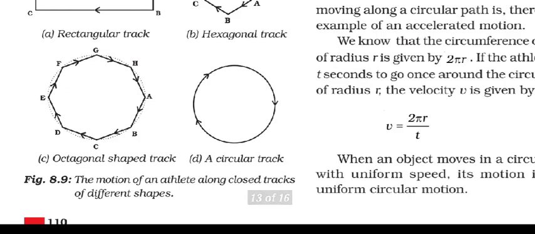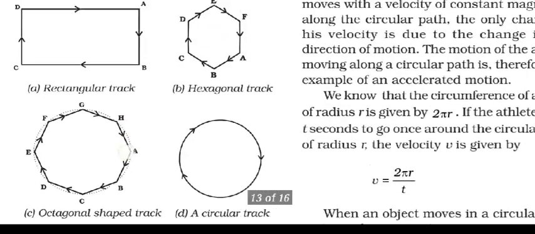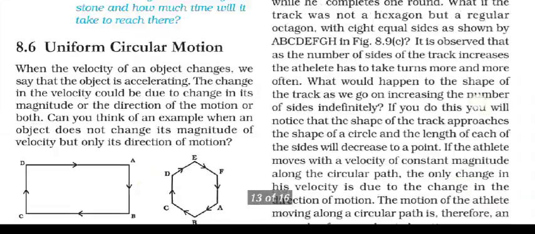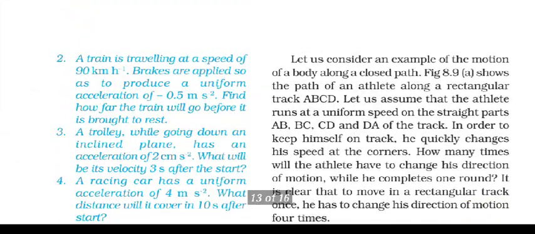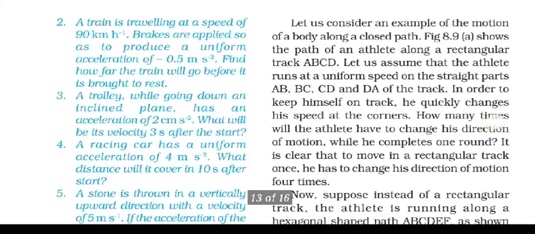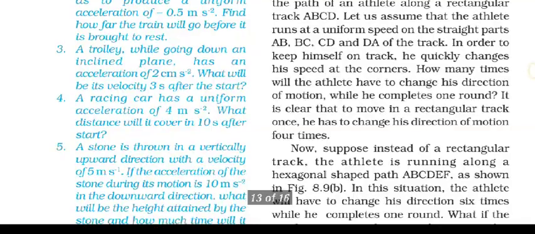So a change in velocity could be a change in its magnitude or in its direction. Okay, it will go this way, then this, and then this, and then this. In this form also acceleration is occurring and the direction is changing. So for the motion of an athlete across this, these are four examples we have seen.